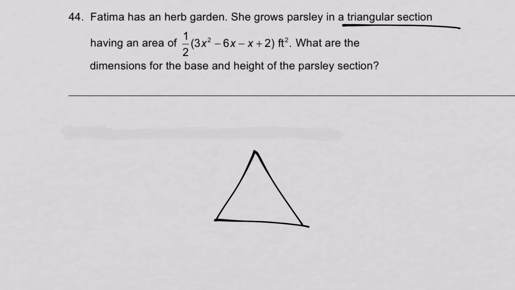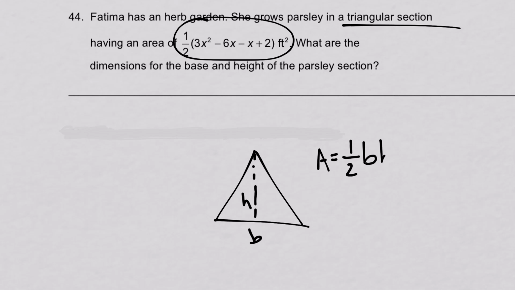Okay, the area of this triangle is exactly what they wrote right here, right? 1/2 times 3x squared minus 6x minus x plus 2. And the question is, what are the base and the height of this triangle? Okay, so I'm going to use what they gave me, and the fact that I know the formula for the area of a triangle is 1/2 base times height, and compare them to each other. Okay, so basically I'm going to set it up like this. Let me erase the picture. I don't think it's necessary anymore.